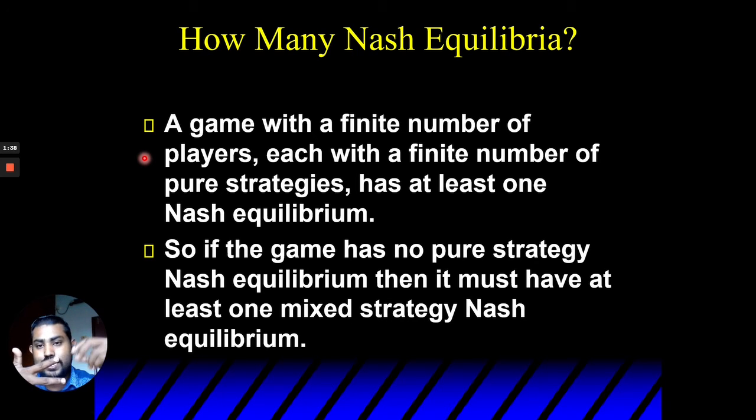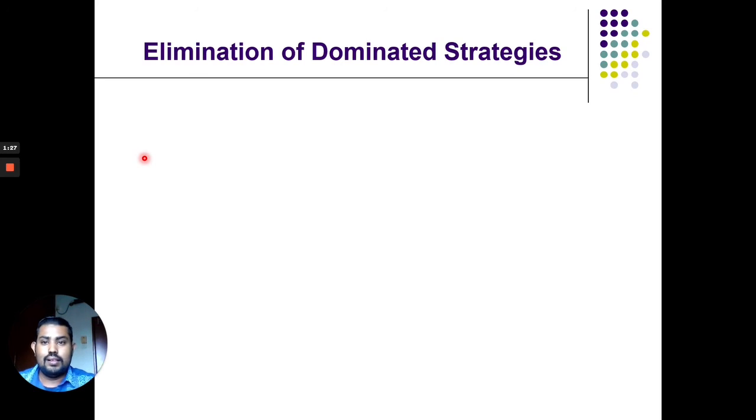Okay, on saddle point, but here I will talk more on Nash equilibrium and also on dominant strategy. So after this we will look at the dominant strategy. Okay, so elimination of dominant strategy as the alternative route of Nash equilibrium in order to reduce the number of matrix, the size of matrix.